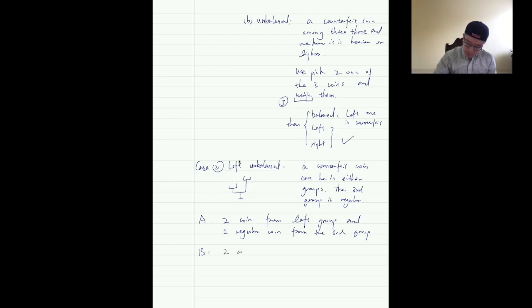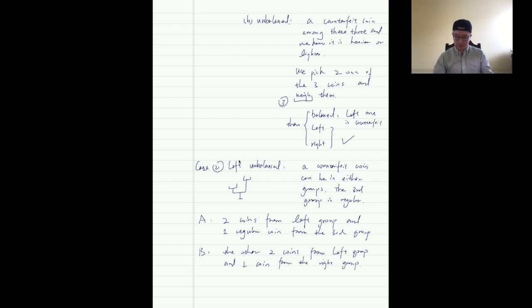2 coins, or the other 2 coins, right? So the other 2 coins from the left group. Remember, the left group is the heavier one, right? And 1 coin. So now it's not from the regular group, right? The 1 coin from the third group. Sorry, from the right group. 1 coin from the right group.